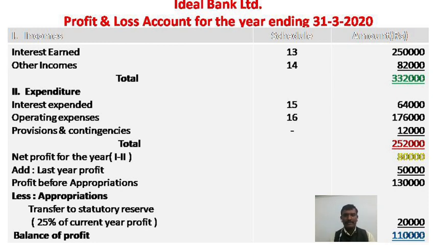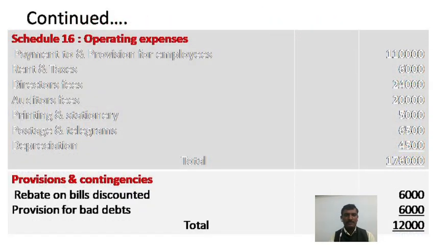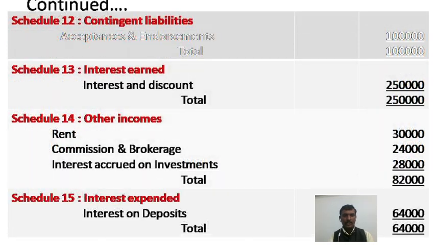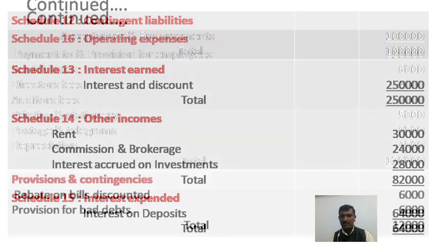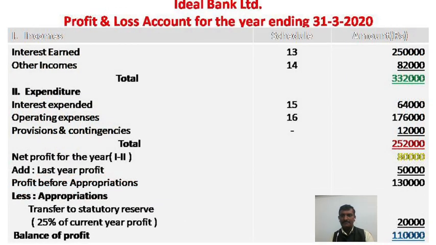First of all, we have to take the incomes. There are two incomes. One is interest earned and the other is other income, as per schedule number 13 and 14 respectively. So these are to be taken just from the schedules we have prepared. Interest earned is rupees 2,50,000 and other income total is 82,000. These two items are to be taken here, rupees 3,32,000.